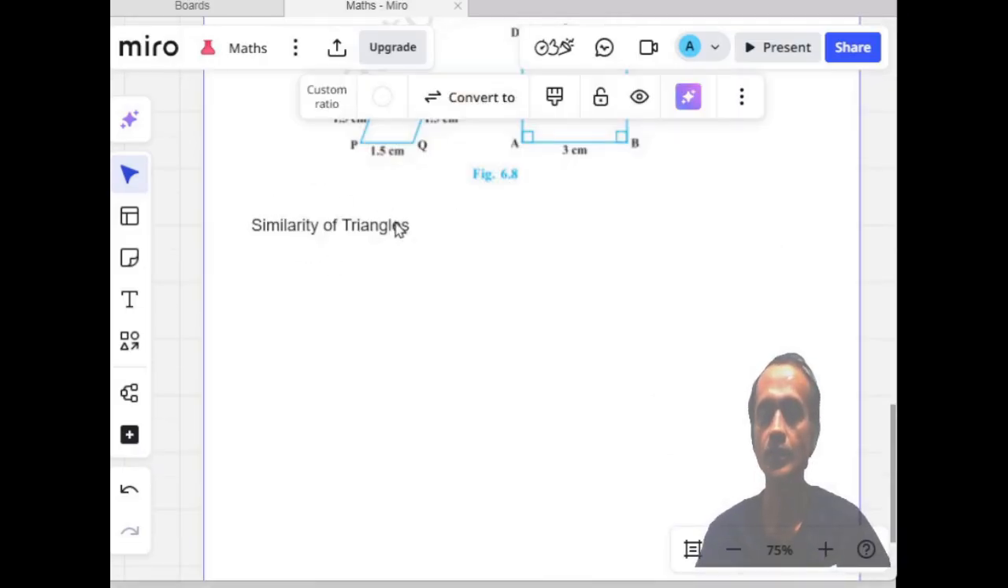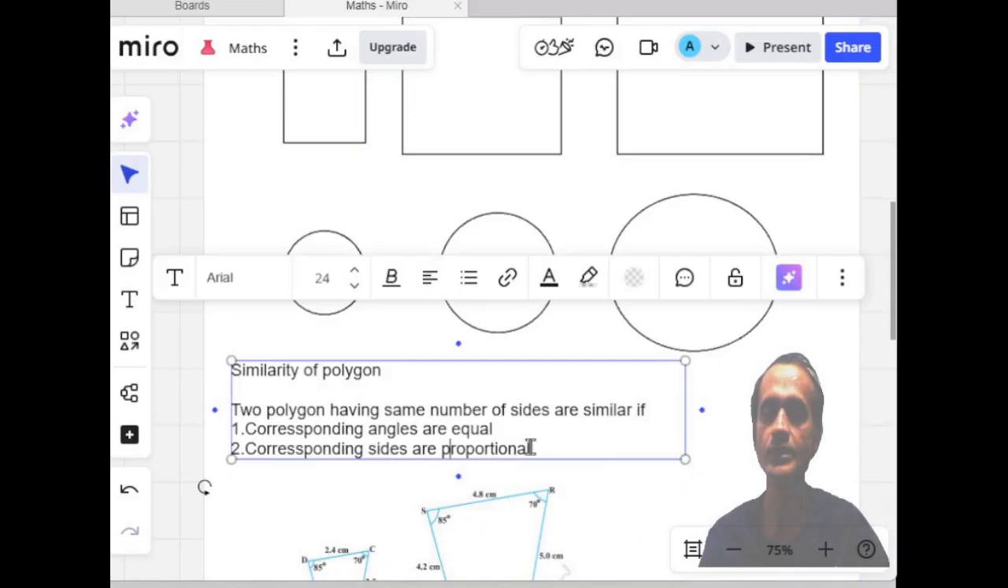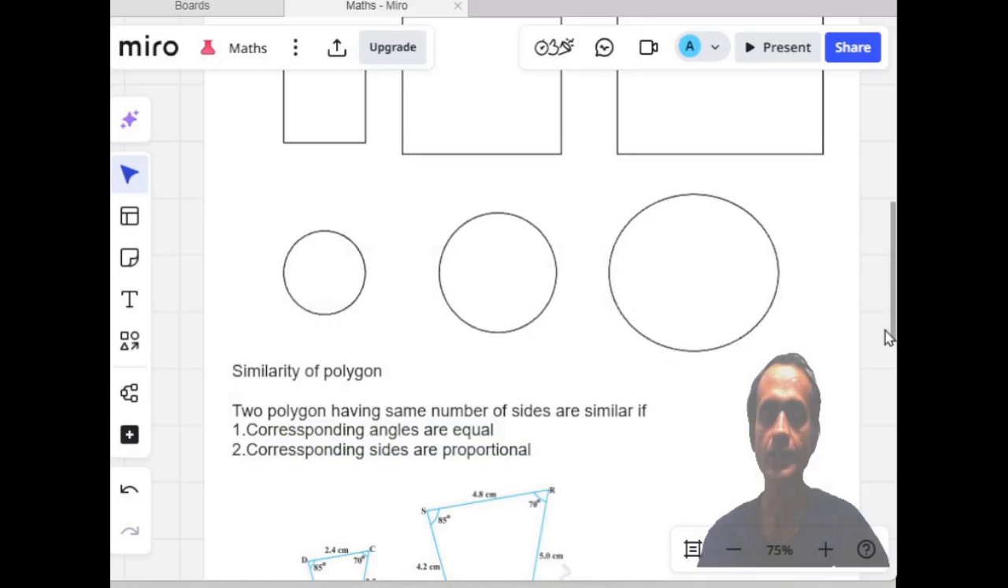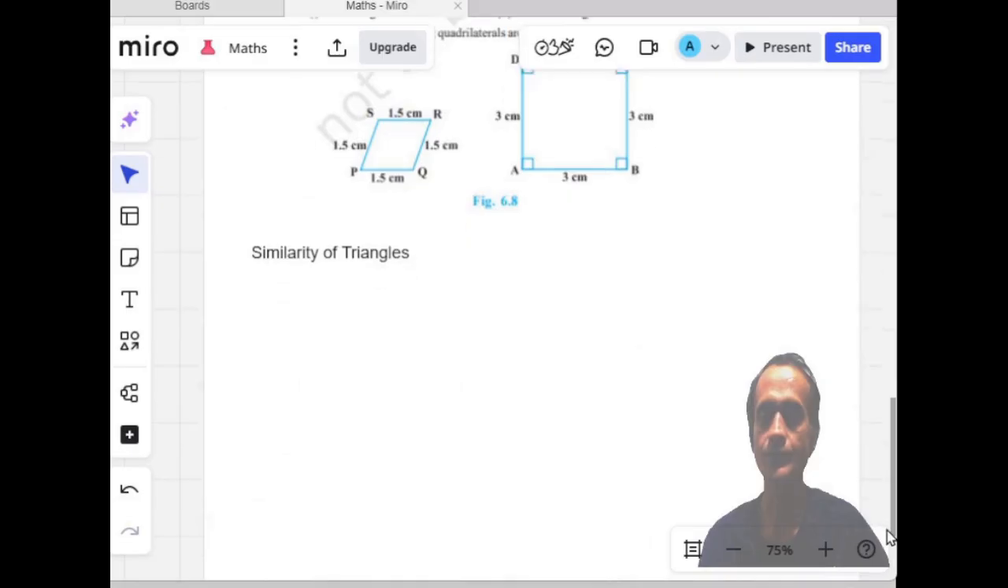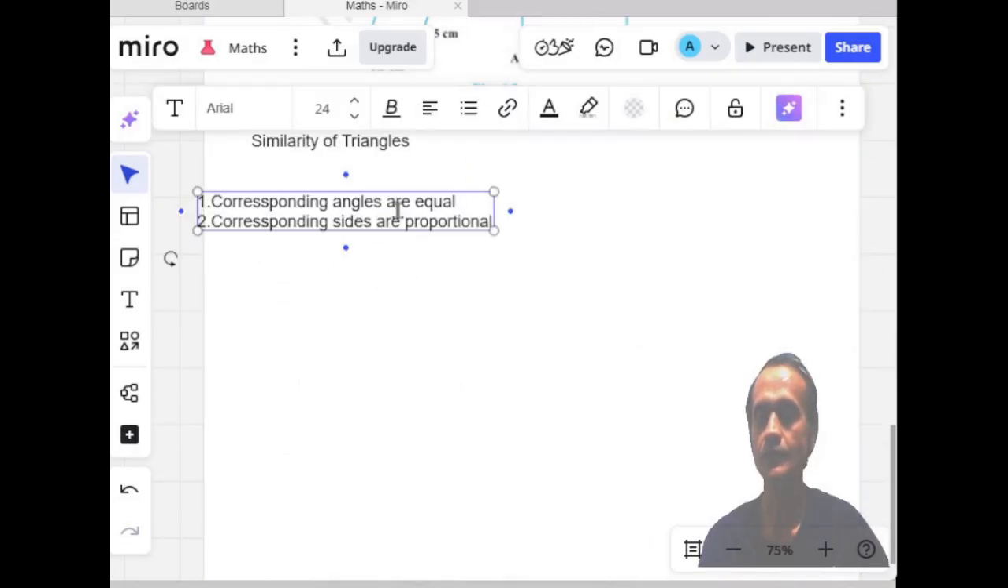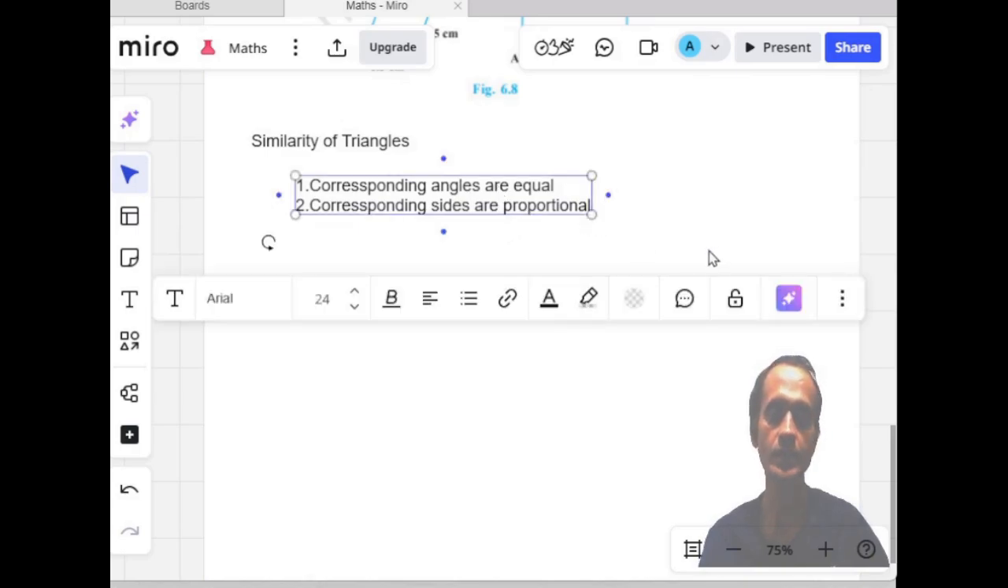So we now come to the similarity of triangles. What is the definition of a triangle? A triangle is the smallest polygon having three sides. It's a closed figure. So it's a polygon, and the same rule applies here also: triangles will be similar if their corresponding angles are equal and corresponding sides are proportional.